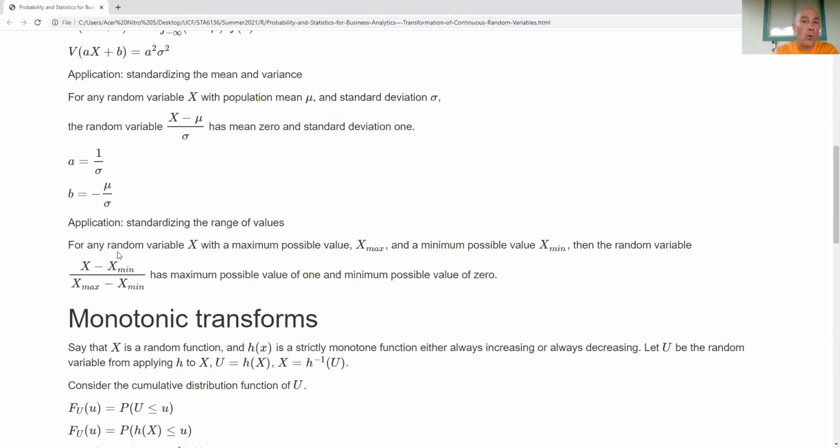Now, if I'm doing machine learning, a lot of machine learning algorithms like to have things from 0 to 1. So here the minimum value of 0 and the maximum value of 1 is highly desirable frequently. And so here we're standardizing the range of values. So if I have a random variable x with a maximum possible value and a minimum possible value, then if I take this random variable instead, automatically this is going to have a minimum value of 0, a maximum value of 1 possible. And so here we've standardized the range of our random variable.